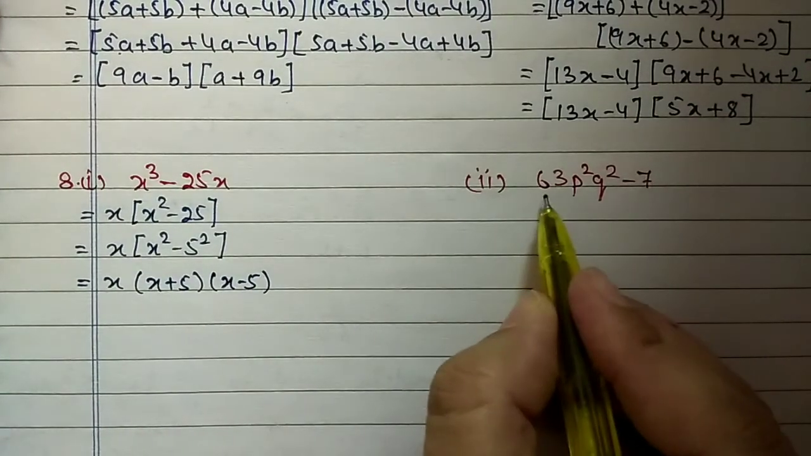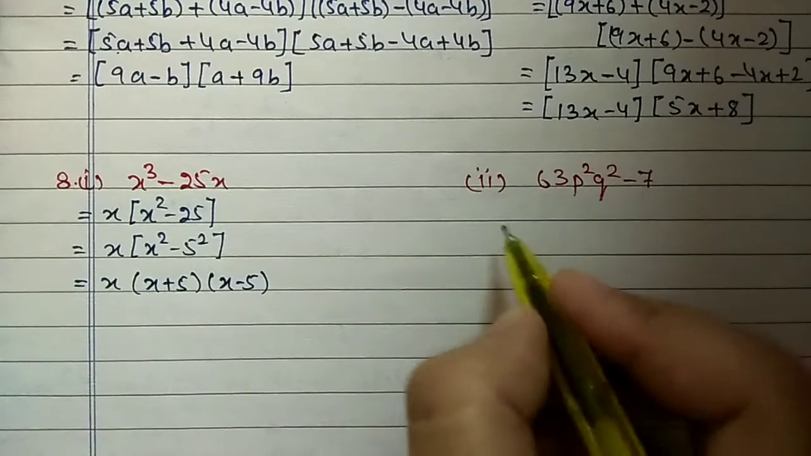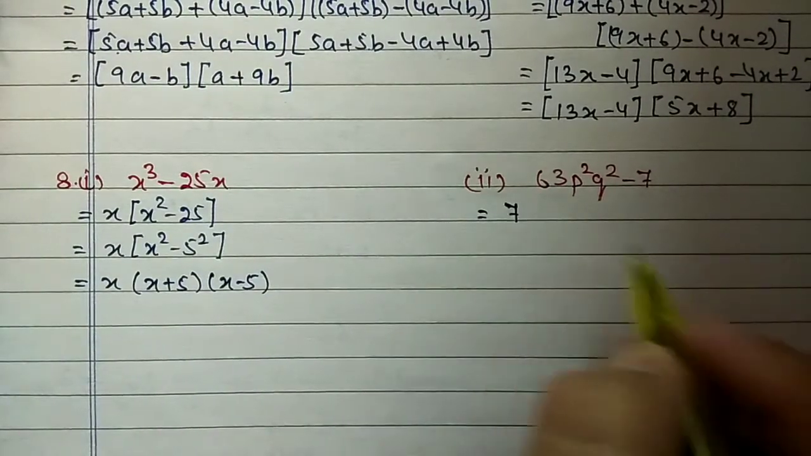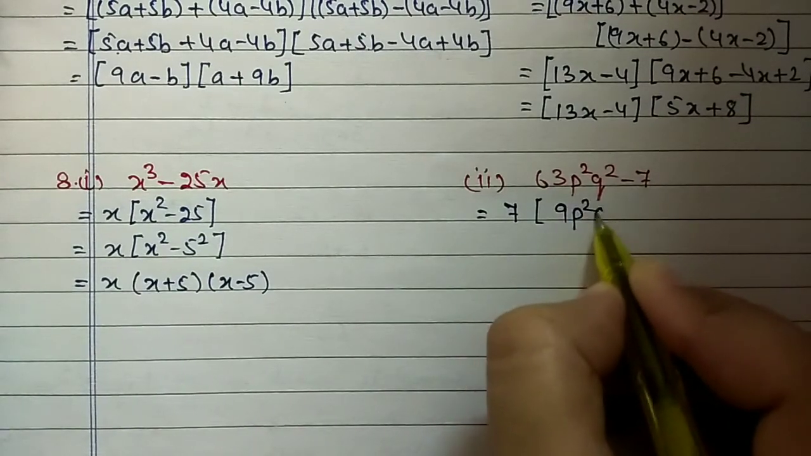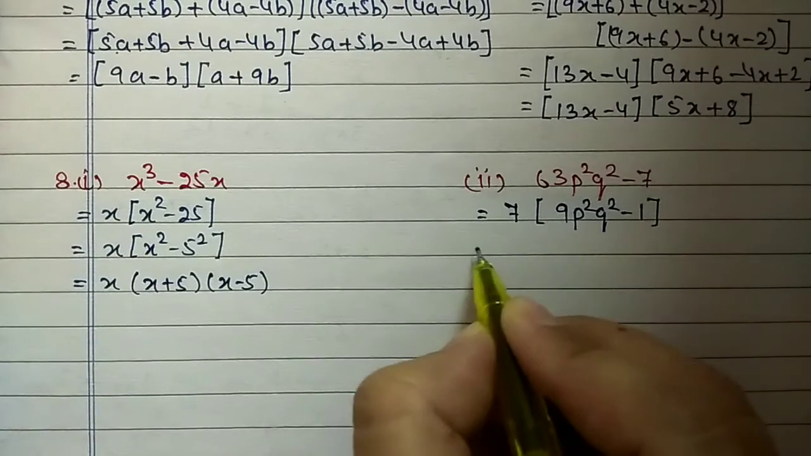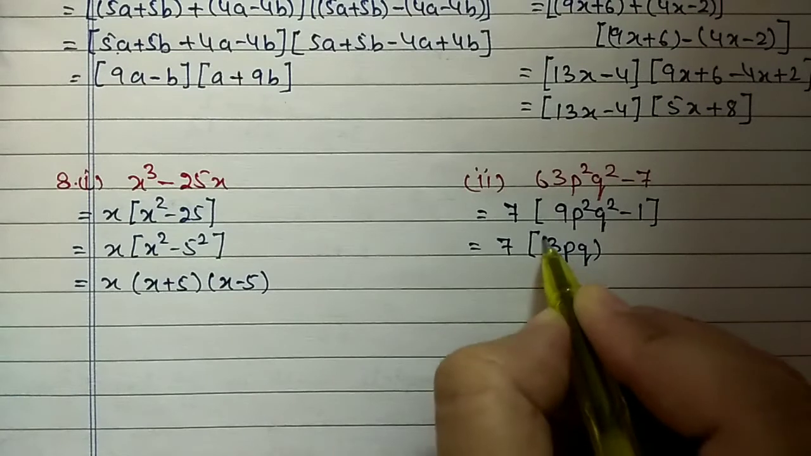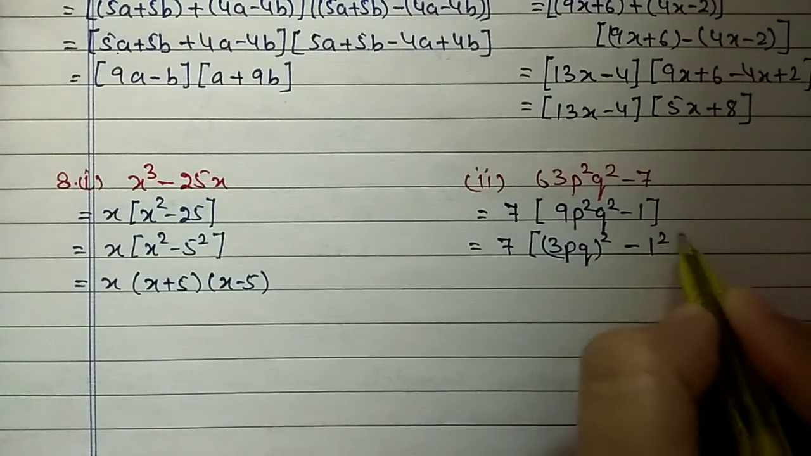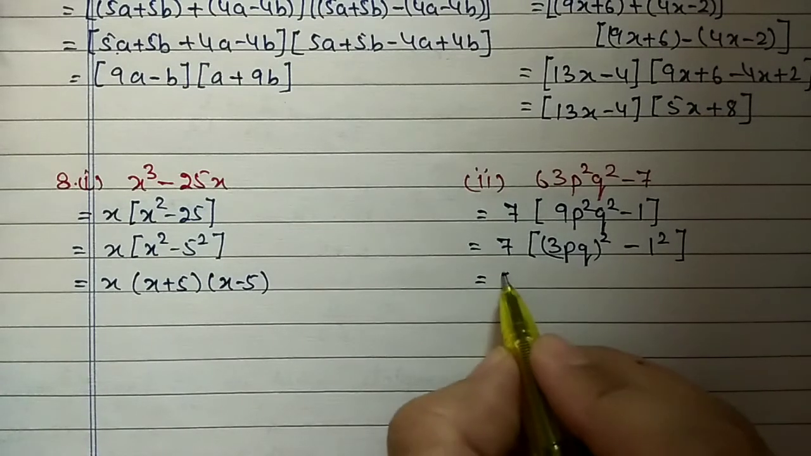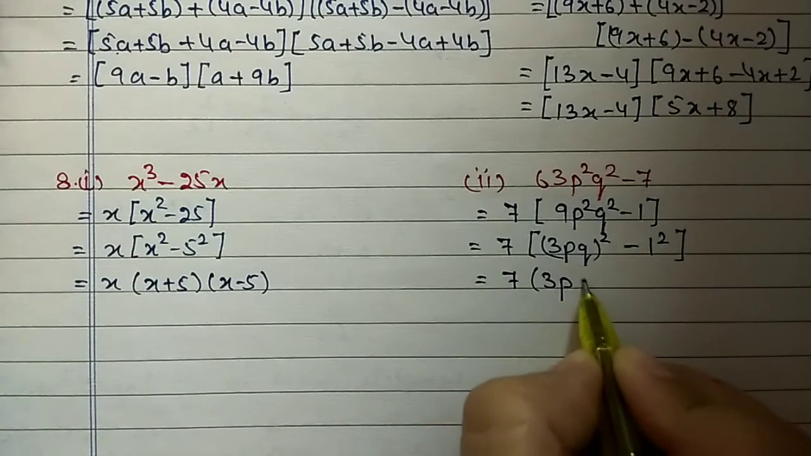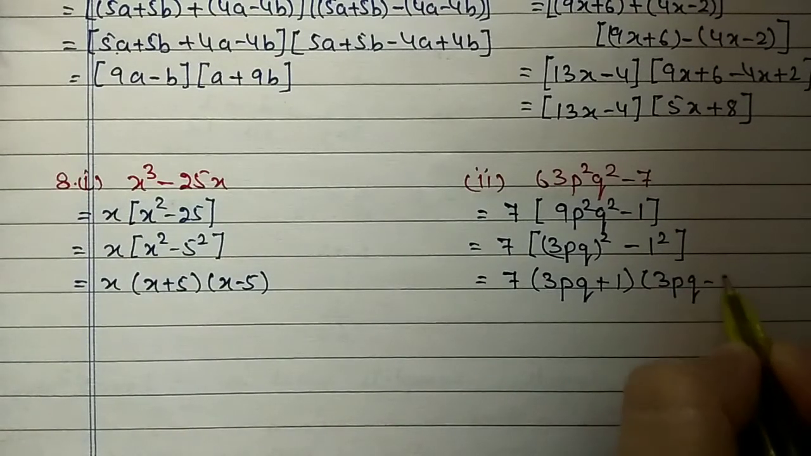Second part also, 63 is not a perfect square, and 7 also is not a perfect square. So if you see carefully, 7 is common. After taking 7 common, we have 9p²q² − 1. So 9p²q² we can write as (3pq)², and 1 we can write as 1². So a² − b², which we can write as (a + b)(a − b).